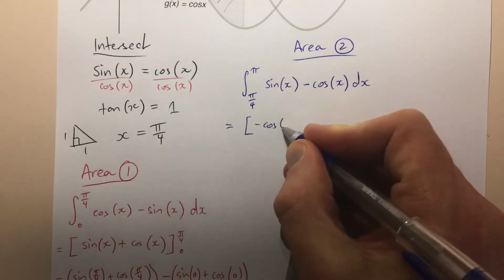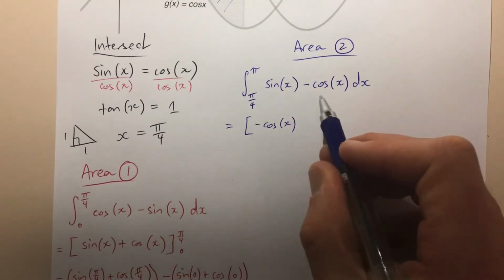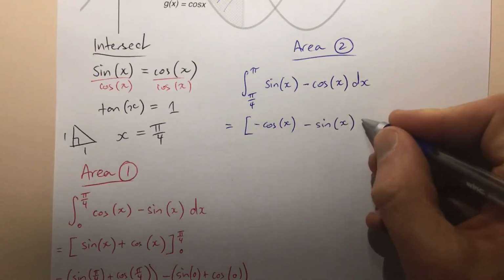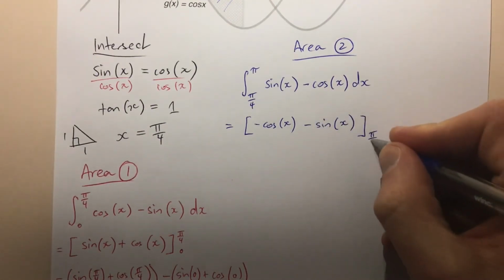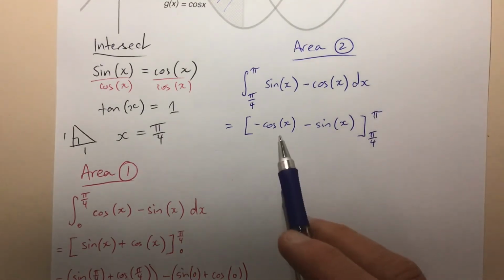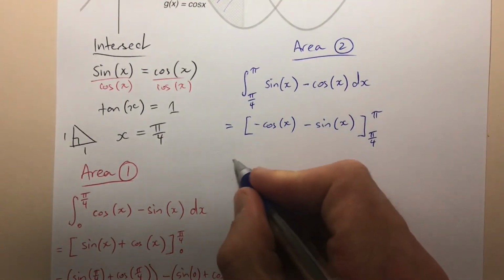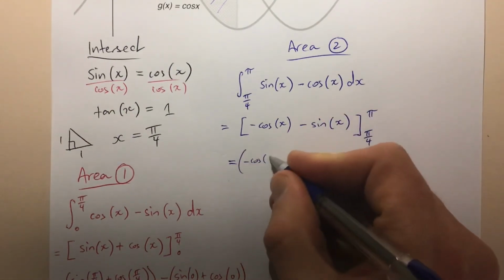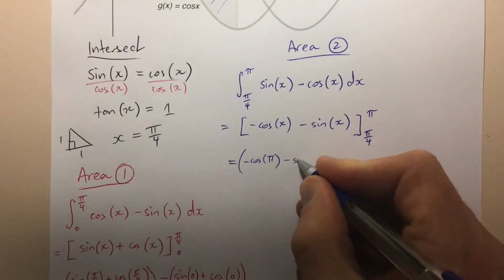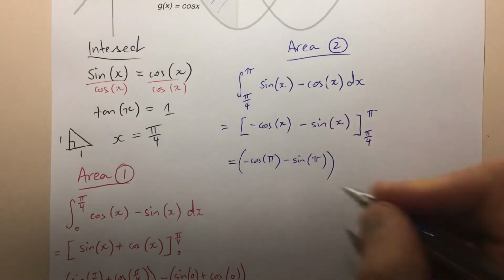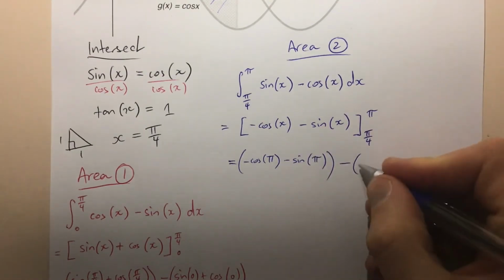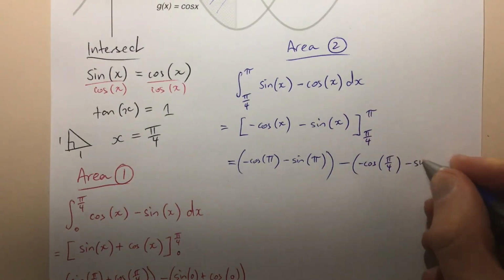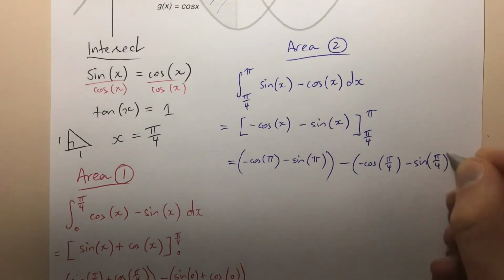So antiderivative of sine x is negative cos x, antiderivative of cos x is positive sine x. So for this second integral, we've got negative cos x minus sine x as our antiderivative. And again, sub in the terminals and work out our answers. So negative cos of pi minus sine of pi, minus negative cos pi on 4 minus sine of pi on 4.